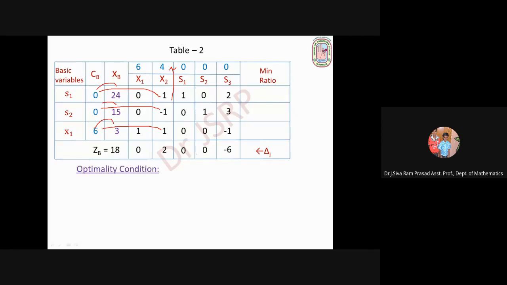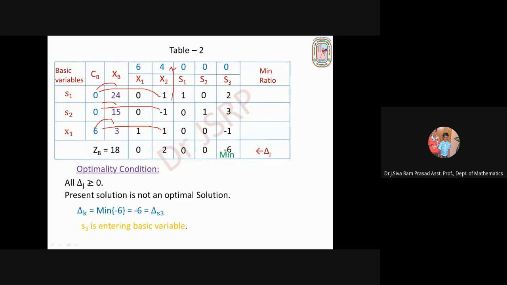Optimality condition: delta j should be greater than or equal to 0. So the present solution is not an optimal solution. Among these delta j values, one value is negative, so itself is the minimum value. So delta k is equal to the minimum of minus 6. We have only one negative value. The corresponding variable S3 is the entering basic variable.